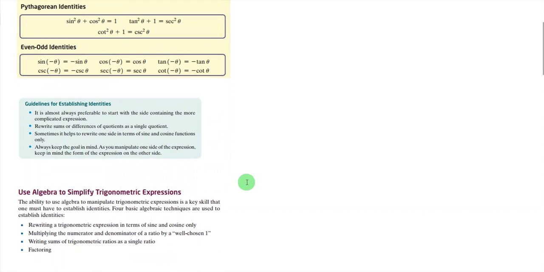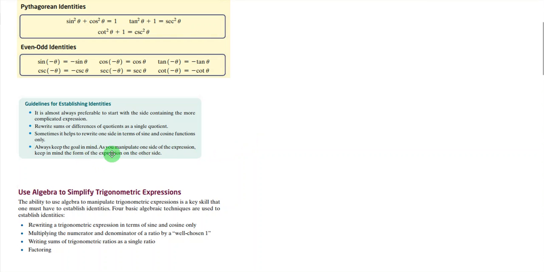So if we're working with identities, the guidelines here talk about that it's almost always preferable to start with the side that contains the more complicated expression. Sometimes you'll rewrite sums or differences of quotients as a single quotient, so make it one fraction. Sometimes you'll change things to sine and cosine, that helps. But always keep the goal in mind.